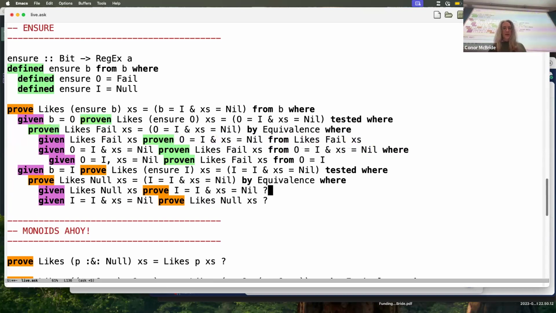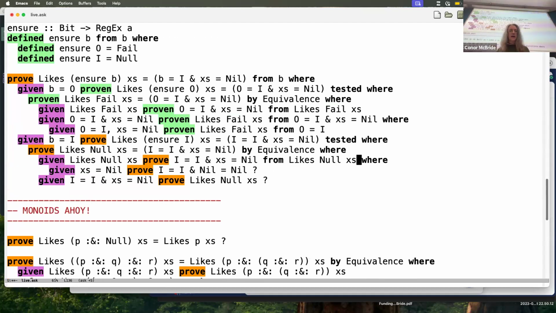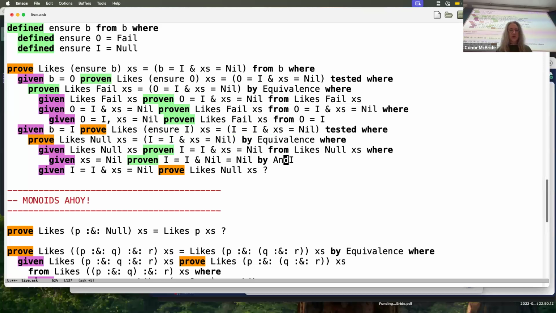Okay. So here, this way round, I'm being asked to prove that b is true, that'll be easy, and that x's is nil. But my big clue is that x's is liked by null. And that's handy because that gives me the other thing I was missing. So I could finish that off by and introduction, and ask will do the rest.